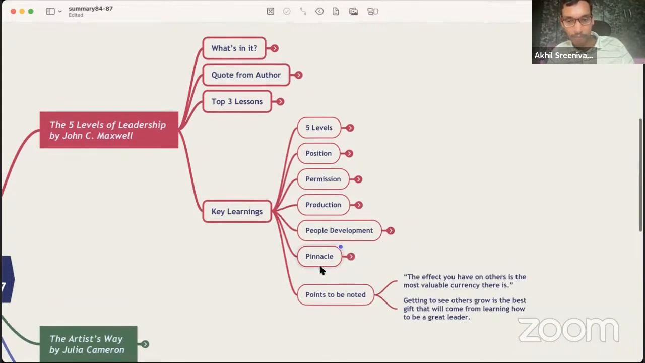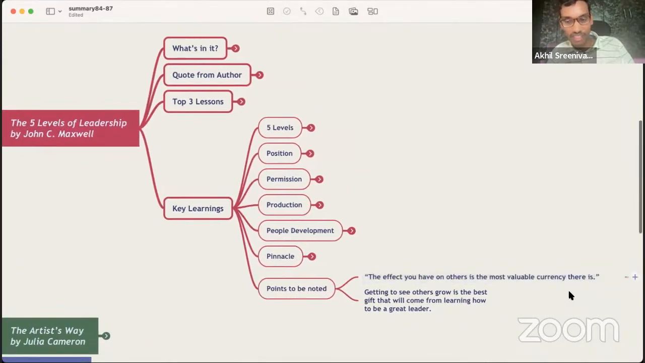I have noted them down. The effect you have on others is the most valuable currency there is. The currency is not in money. The currency is not in the properties or the luxuries that you have. The most valuable currency is the impact or the effect that you have on others. If you want to have the most valuable currency, just give impact to others.